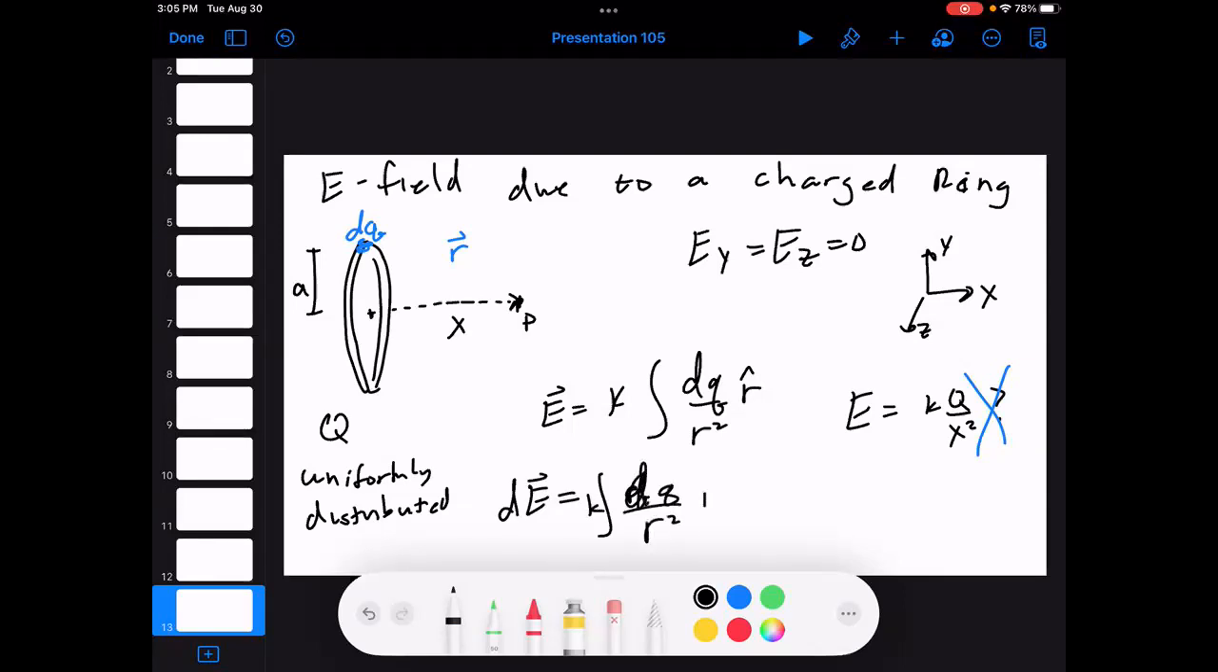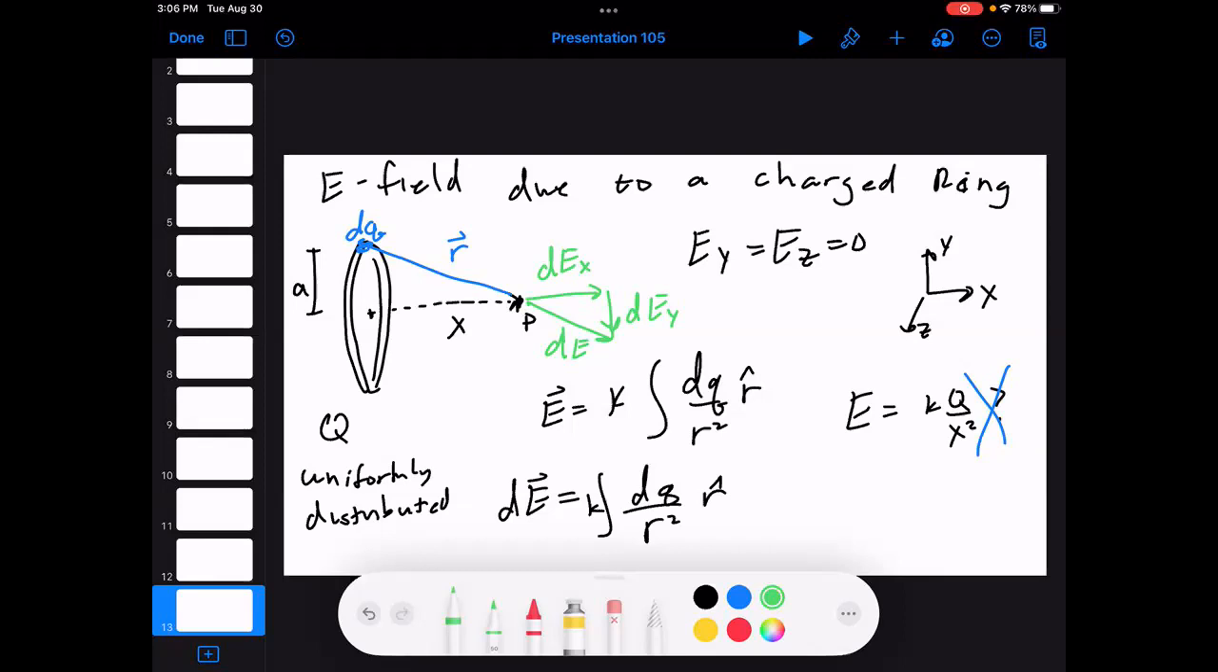K DQ over R squared in the R hat direction. There's my R. The electric field due to that guy would be like that, DE. And I'll just do the electric field in the X direction and the electric field in the Y direction. There could be a Z direction too, but we'll say by symmetry at the end of this and not worry about it too much.